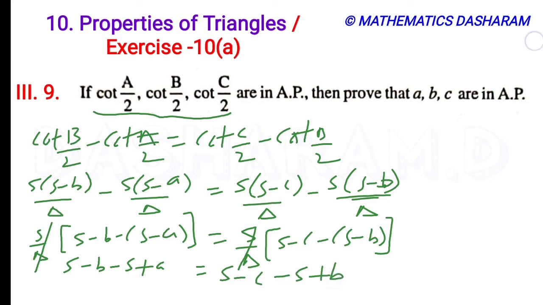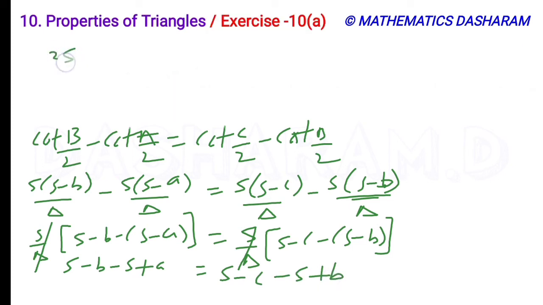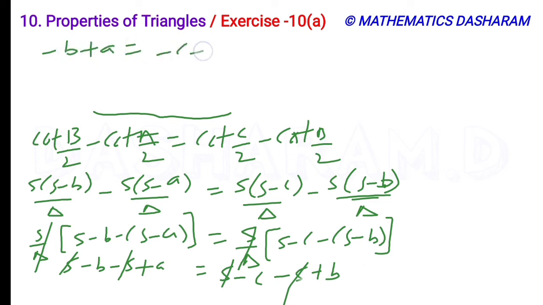Sorry, here it is plus a, sorry actually here. Pluses and minuses cancel, here pluses and minuses cancel, then minus b plus a equals minus c plus b.